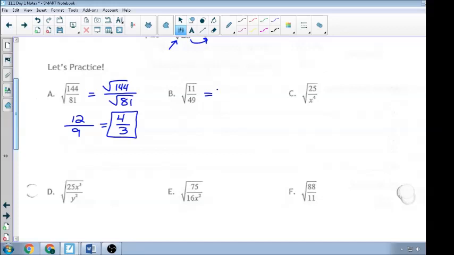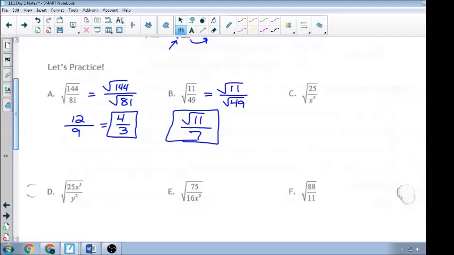On B, again, I can go ahead and split it right up. Well, the square root of 11, there's no way to break it down. I can't make it any more simplified than what it is. So the square root of 11 is going to stay the square root of 11. The square root of 49 is going to turn into 7. And there's our answer.